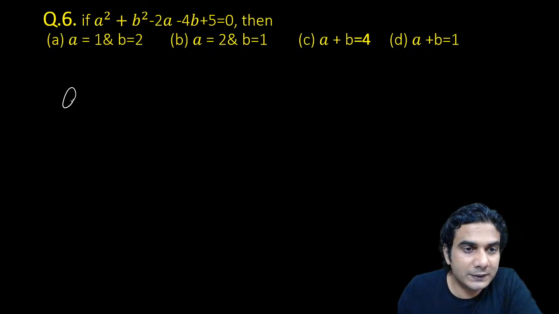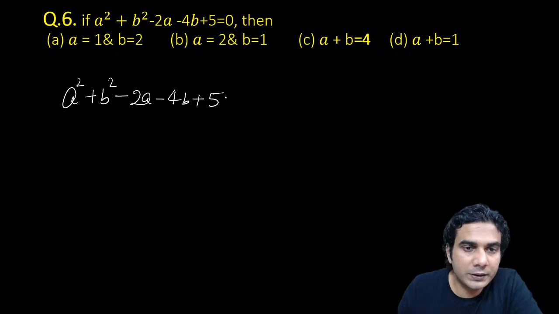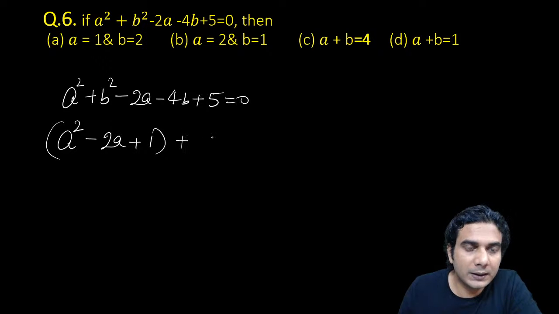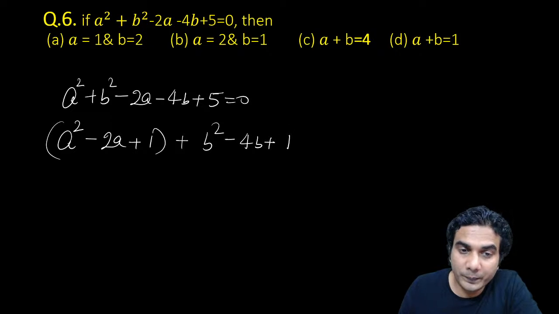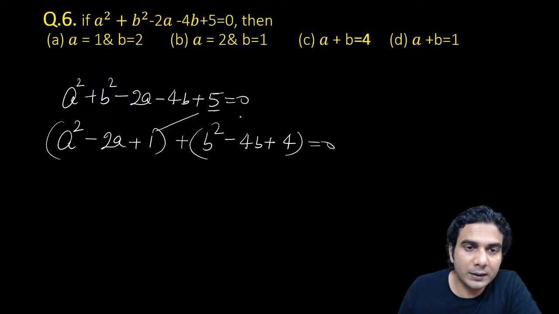So if you have a square plus b square minus 2a minus 4b plus 5 is equal to 0, then we have a square minus 2a plus 1 plus b square minus 4b and put plus 4 with this. Okay, so I have split this 5 into two numbers, 1 and 4.